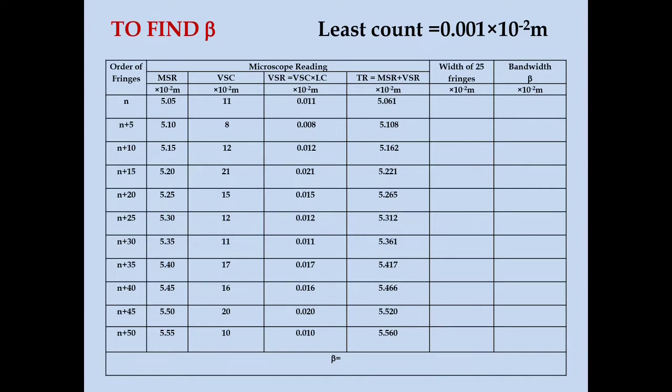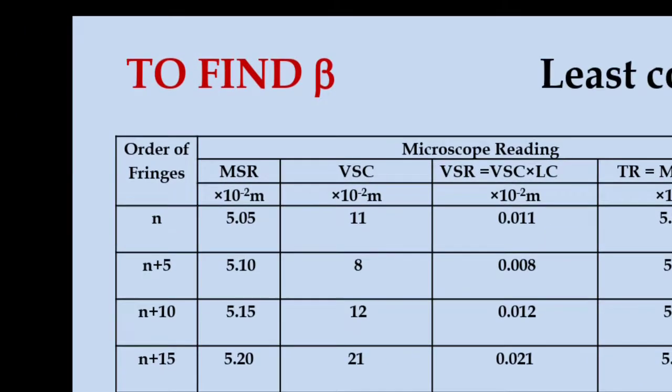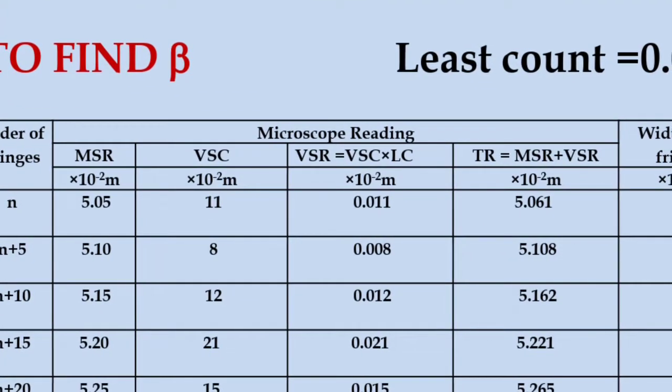Generally, in Indian laboratories, the object used is a fine thin wire or a human hair. These are the experimental readings corresponding to the hair, that is, the interference fringes formed due to a human hair. They are tabulated here. The first column is the order of the fringes. For every 5 fringes, the readings are taken.